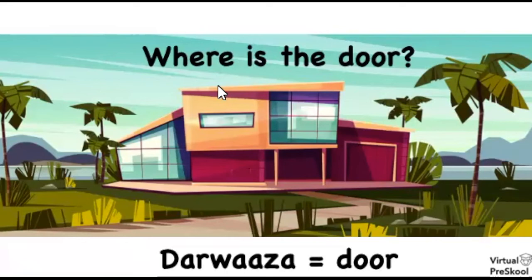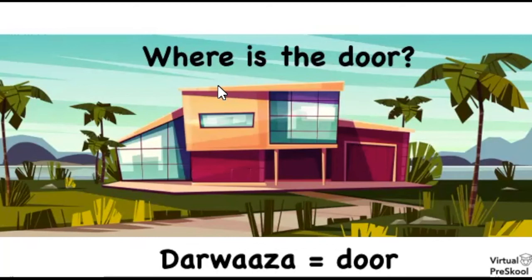Some of you might have heard the word darwaja. Instead of a z sound, it's a j sound. Now, darwaja is not correct. It's accepted in conversational Hindi because that's the way a lot of people learn it. But actually, the correct pronunciation is darwaza, like z, like zebra, darwaza.